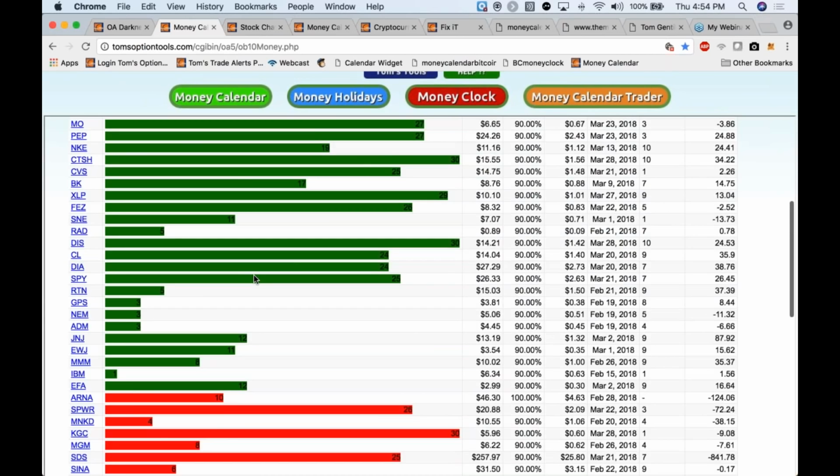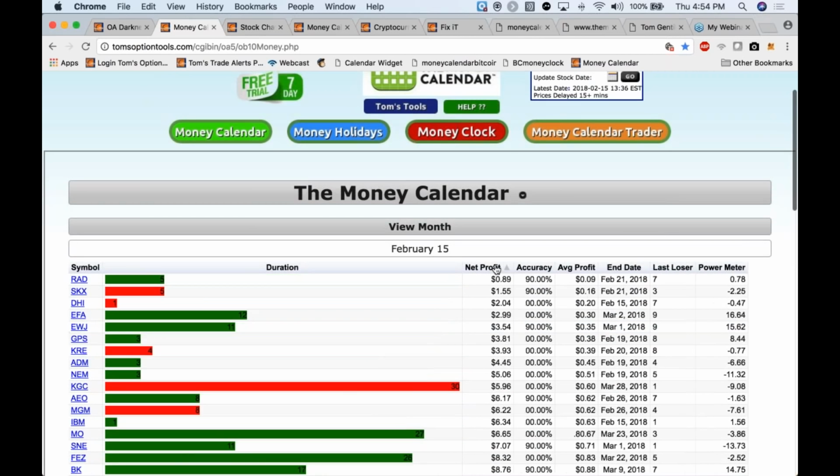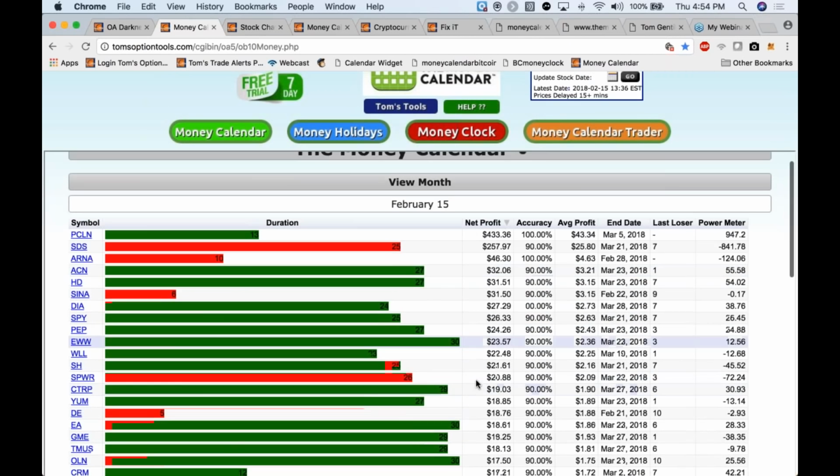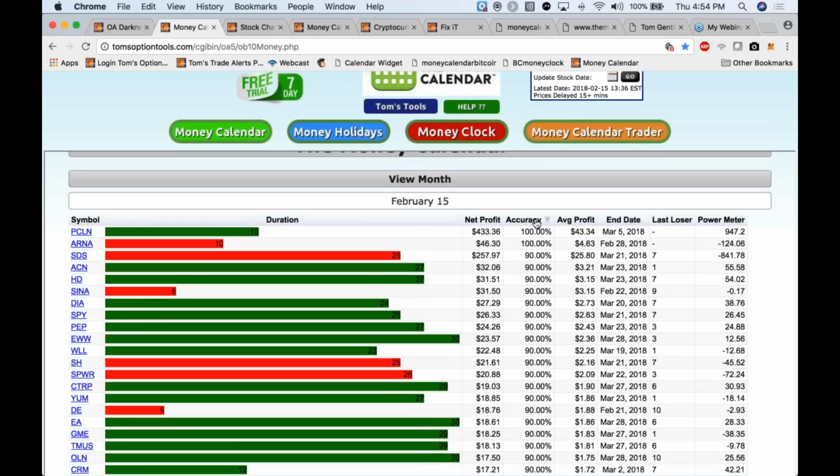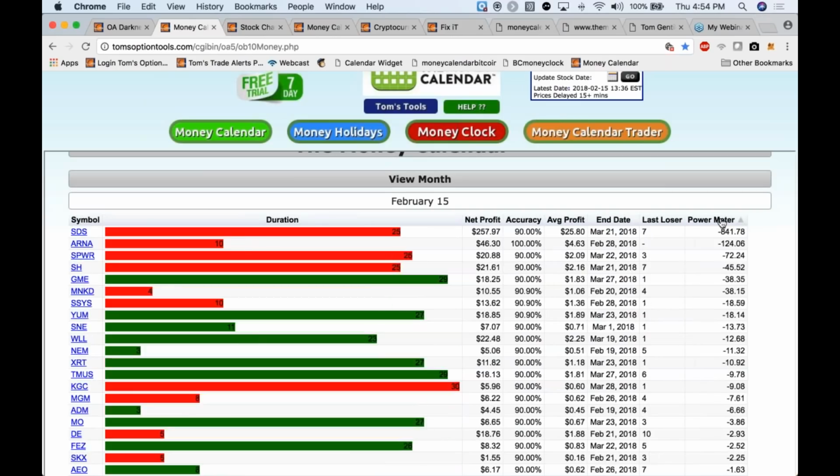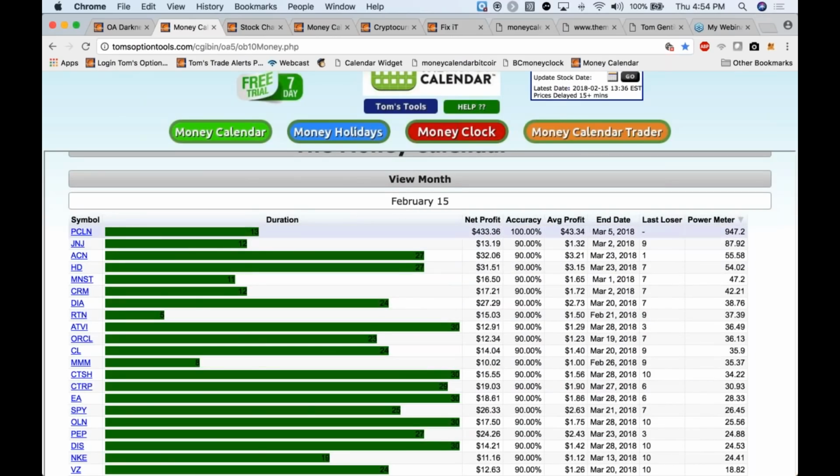We could sort by net profit, and we could sort by accuracy, and we could sort by average profit. We could sort by last loser. We could sort by power meter, which is one of our more recent things that really brings everything up to the top.